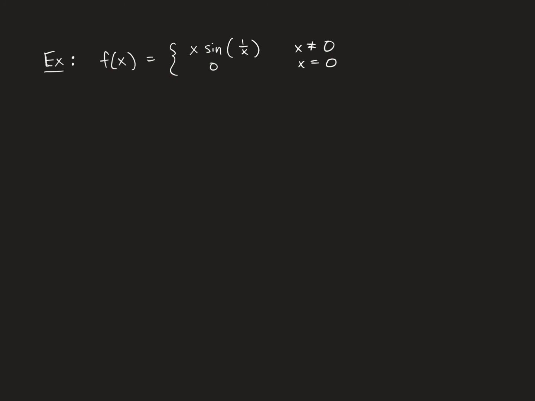So this function is continuous at x equals 0. In fact, it's continuous at any x, but we're not going to argue that here. We'd have to know more about the sine function to do that. So proof, so let epsilon greater than 0 be given.